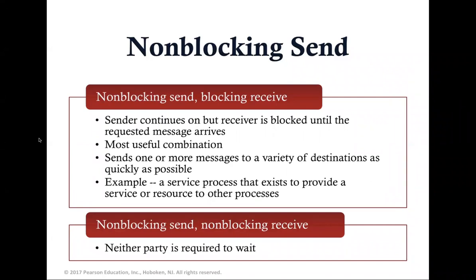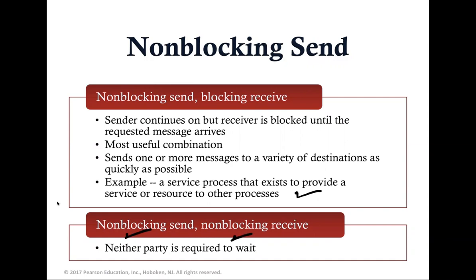A process that must receive a message before it can do useful work would need to be blocked until such a message arrives. An example of this is a service process that exists to provide a service or resource to other processes. If we are talking about the freedom of non-blocking send and non-blocking receive, that means neither party is required to wait.